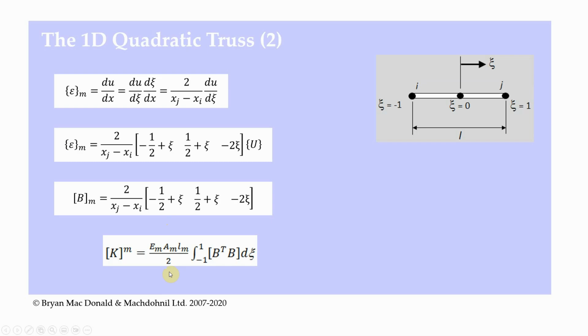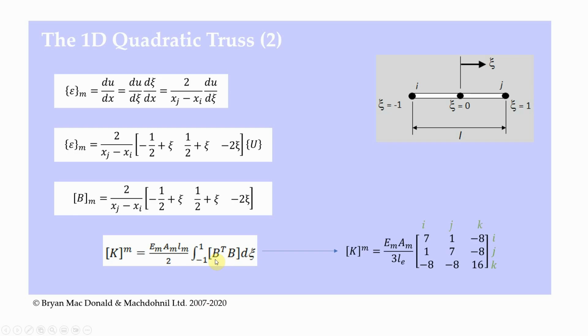Recall then from our minimum potential energy equation, the stiffness matrix is going to be given for a one-dimensional truss as EAL over 2, the integration between -1 and 1 of B transpose times B in terms of d eta. Now we know what B is, so we can work out this B transpose times B. We'll know the Young's modulus of the material for the truss, the cross-sectional area of the truss, and the length of the truss. So we'll know all these constants here.